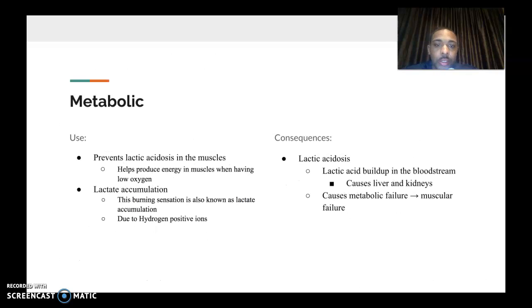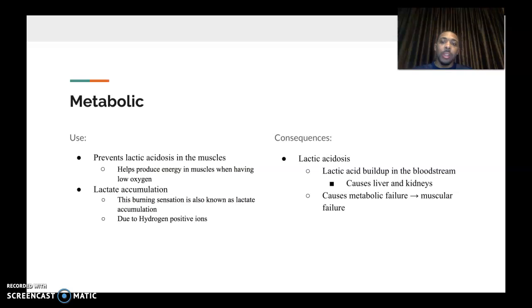So, as I stated, some metabolic uses is that lactate and lactic acid try to prevent lactic acidosis in the muscles, and lactic acidosis is when there are too many hydrogen protons within the bloodstream, causing your body to reach a certain acidity, which can cause liver problems and kidney problems, just based on the transfer from the end product of lactate having too many hydrogens, where it can't transfer into NAD plus.